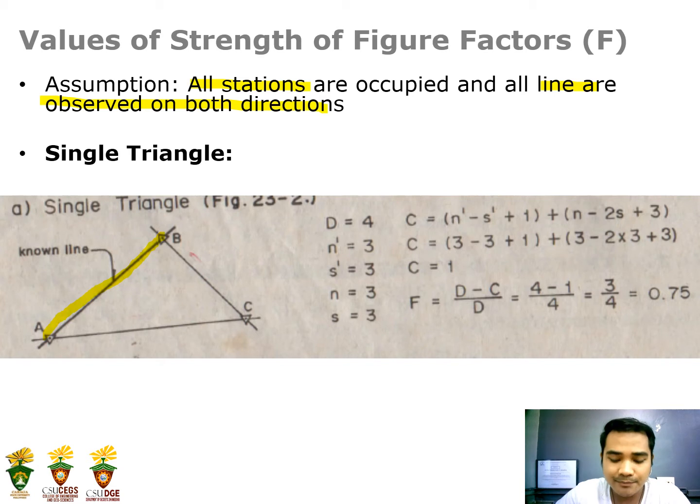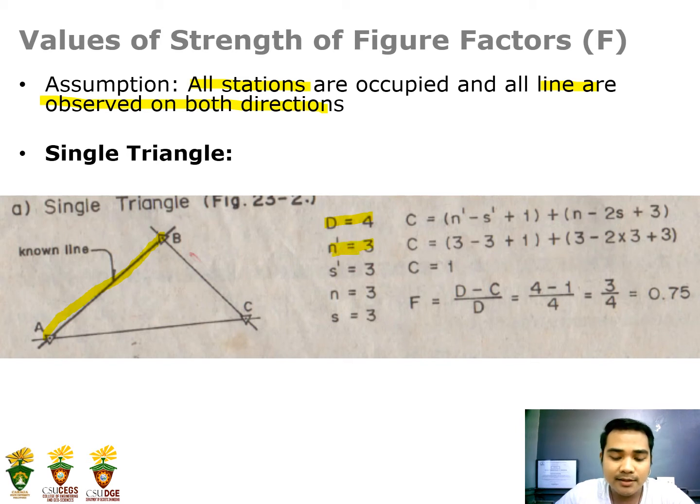Therefore, D, which is the number of lines observed in both directions, since the known line is not included, is 4. So A to C, C to A, then B to C, then C to B. Then N prime is the number of lines observed in both directions, so since we observe AC or BC, including also the known line, therefore there are 3 lines.